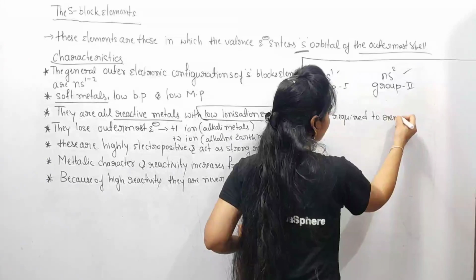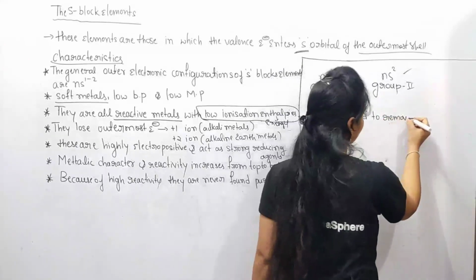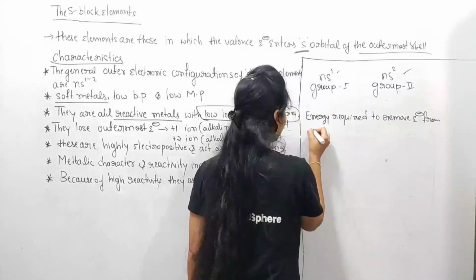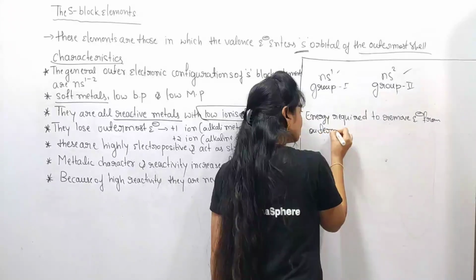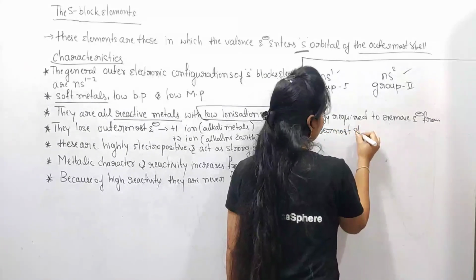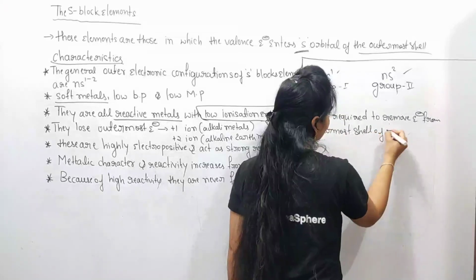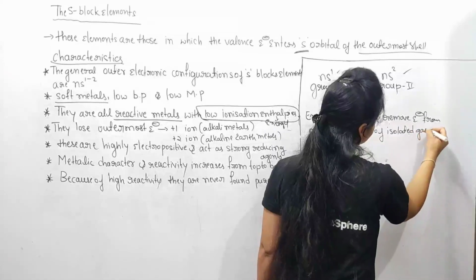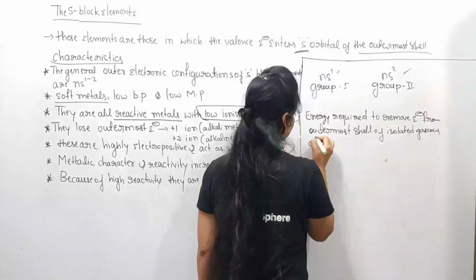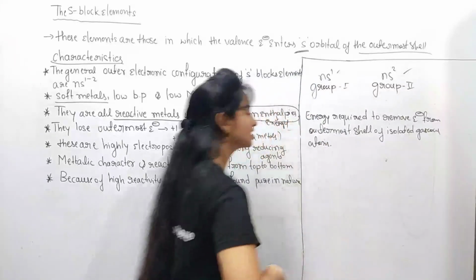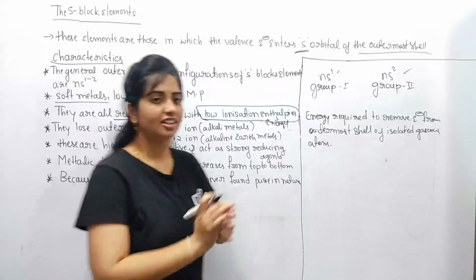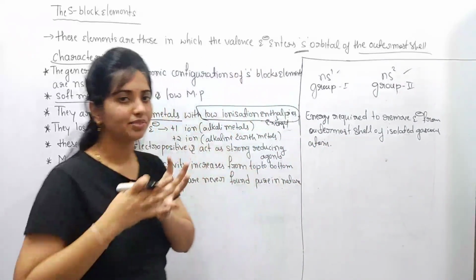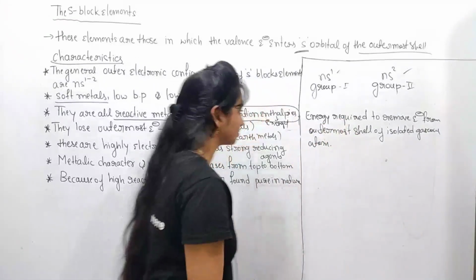to remove an electron from the outermost shell of an isolated gaseous atom. Just remember: the amount of energy required to remove the valence electron from the isolated gaseous atom.